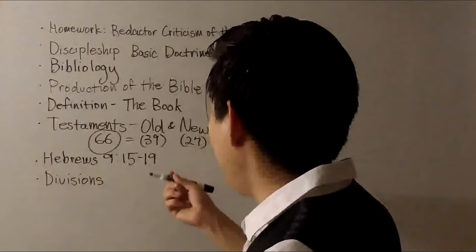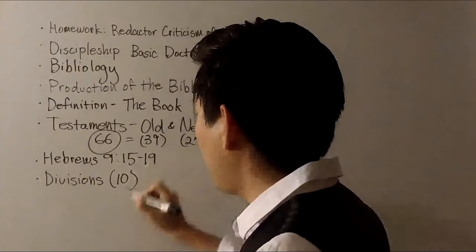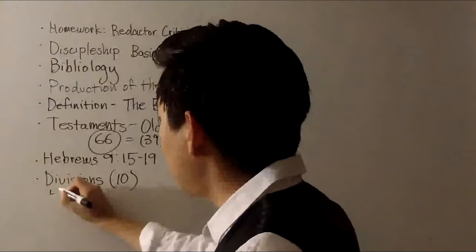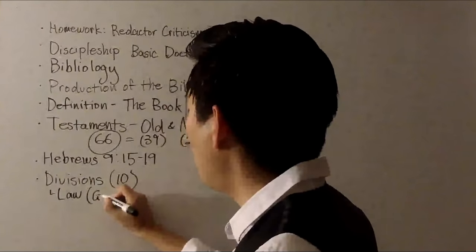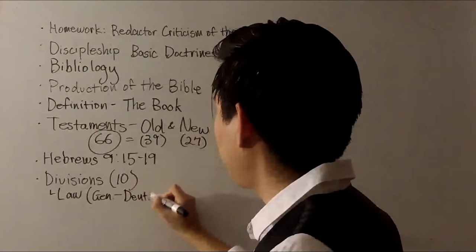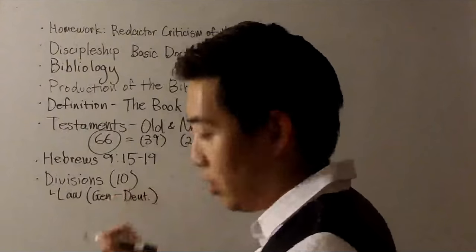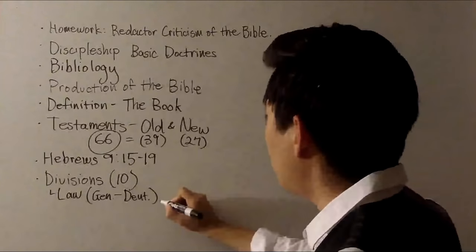There are 10 divisions in the Bible. There are basically 10 divisions. We're going to cover these 10. The one is law. That would cover from Genesis to Deuteronomy. The books of Genesis to Deuteronomy. That's the first division, law. The second one is history.